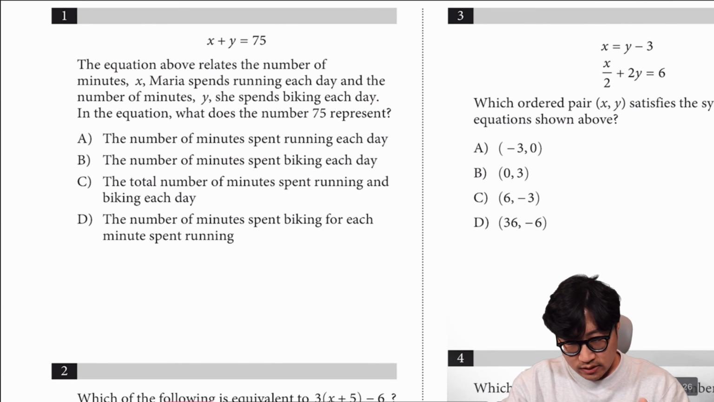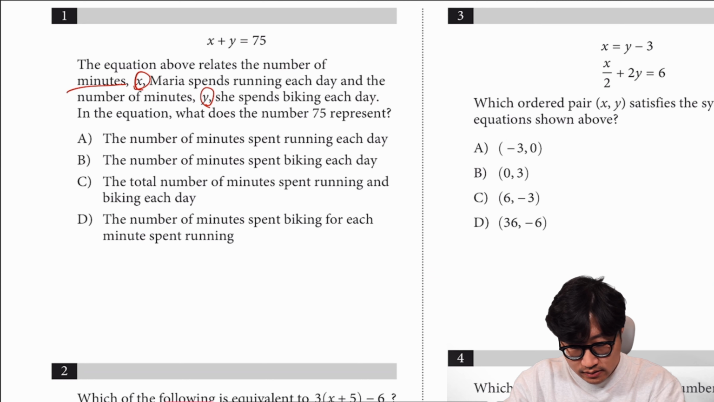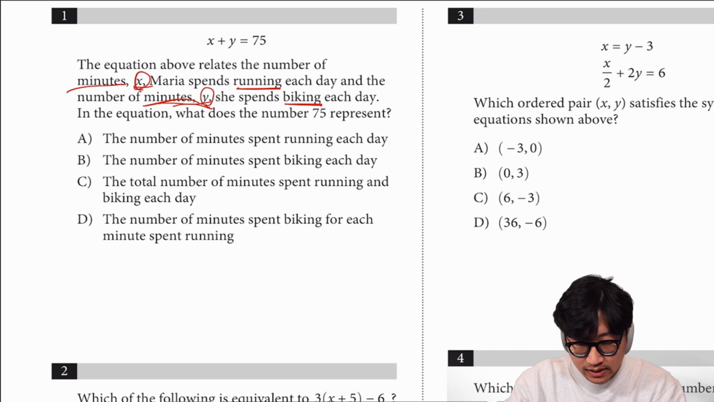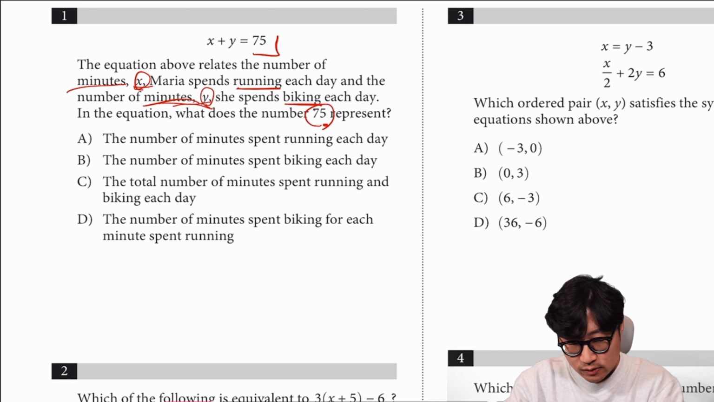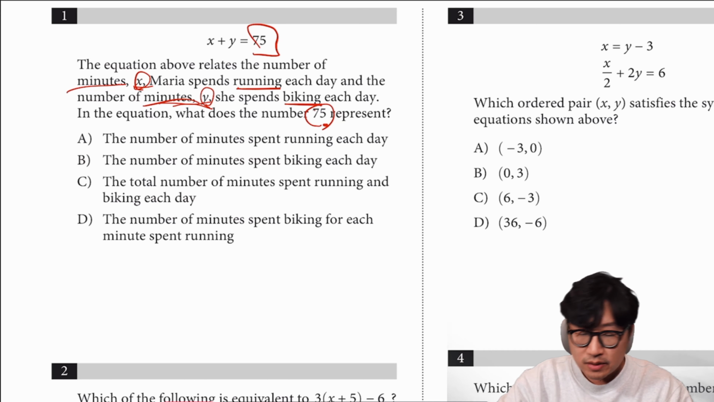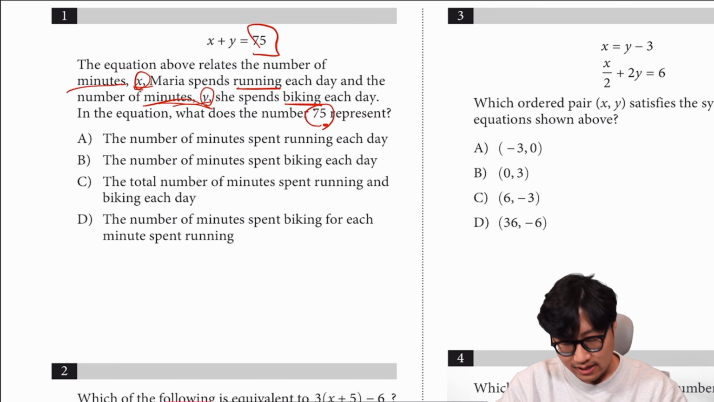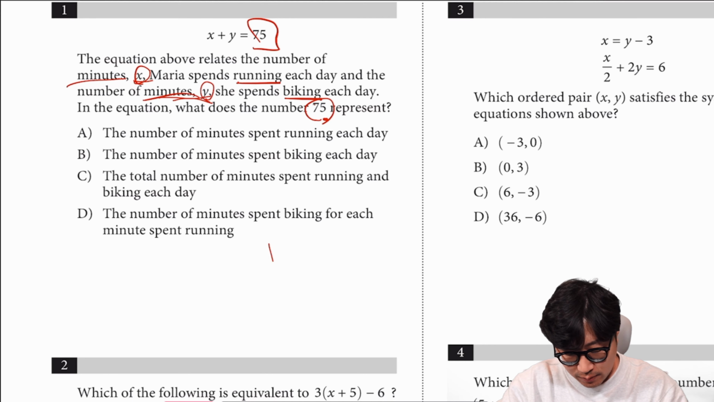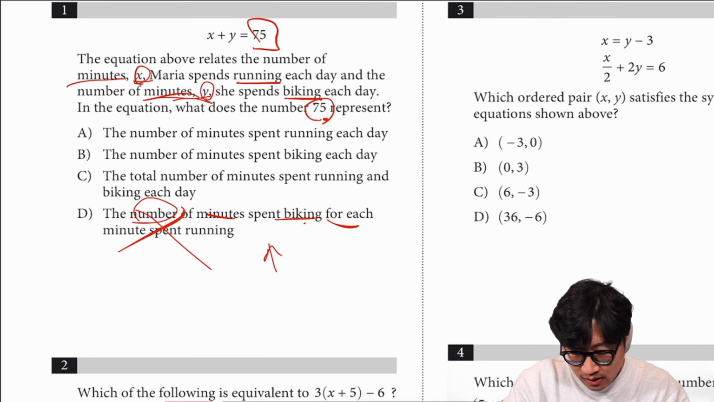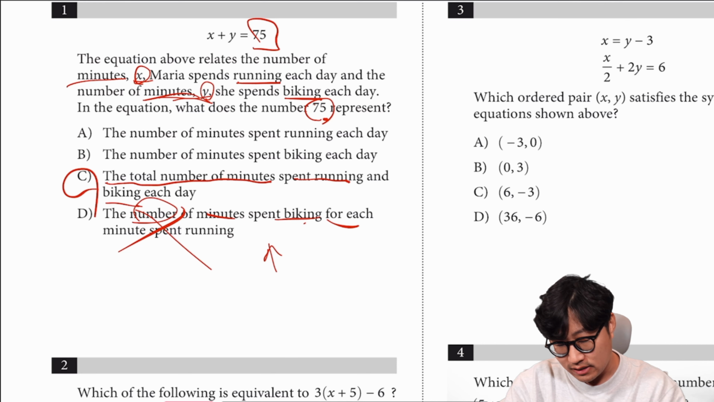Number 1, the equation above relates the number of minutes. So X is the minutes running, and Y is the number of minutes biking. So 75, well, that's probably supposed to represent the total number of minutes from running and biking, right? Starting from the bottom, the number of minutes spent biking, no, not just that. C, the total number of minutes spent running and biking. So there it is. C.